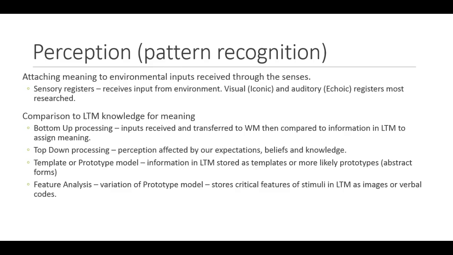So it does this in a couple of ways. Bottom-up processing says that information is received and then transferred to the working memory, then compared to information in the long-term memory to assign meaning. Top-down processing says that our perception, what we find meaningful, is affected by our expectations, our belief, and our prior knowledge. So kind of what I talked about in terms of different people will have different expectations, beliefs, knowledge, understanding that will help them to make meaning out of things that may not make meaning for other people.